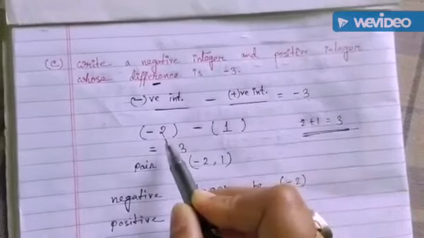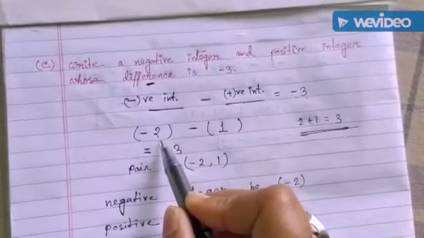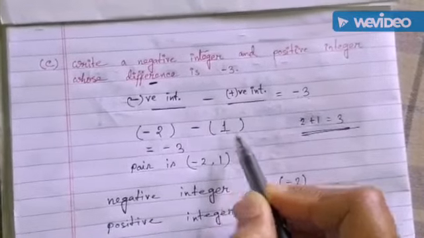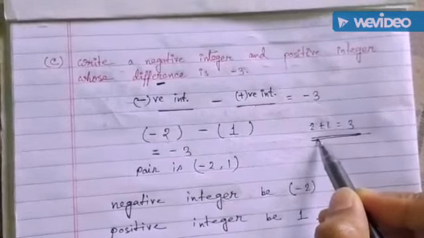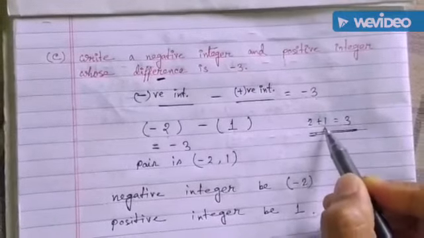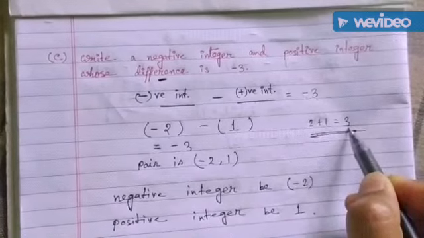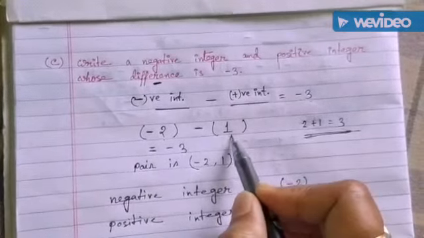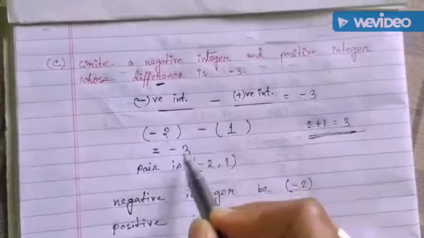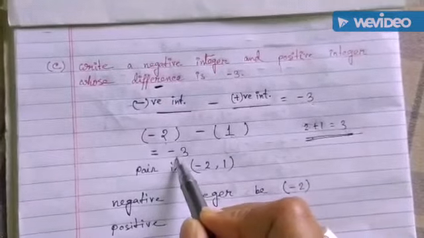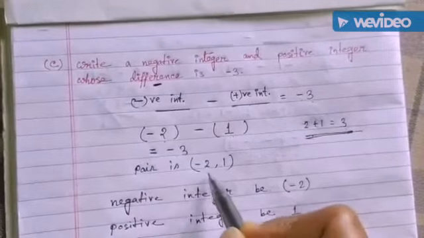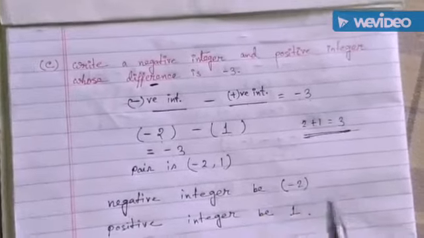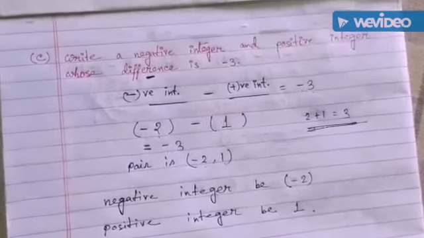Now at first, see, there is a negative sign in minus 3. So whichever numbers you take for the negative and positive integers, their sum will be 3. That is, I have shown here 2 plus 1 equals 3. That means in the negative integer I can put minus 2 and in the positive integer 1. Then I get minus 3. Now the pair is minus 2 and 1. So the negative integer is minus 2 and the positive integer will be 1.